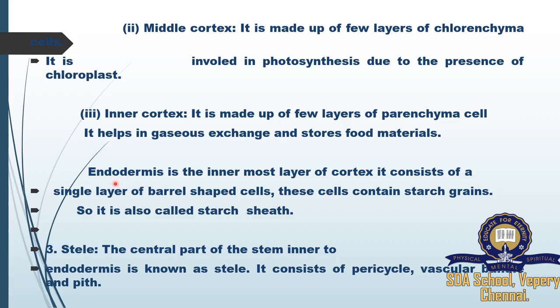Next, endodermis is the innermost layer of the cortex. It consists of a single layer of barrel-shaped cells. These cells contain starch grains, so it is called a starch sheath. It is storing food. When photosynthesis is not taking place, the starch present inside the endodermis helps in conducting food to the other parts of the plant. That's why we are saying it is a starch sheath.